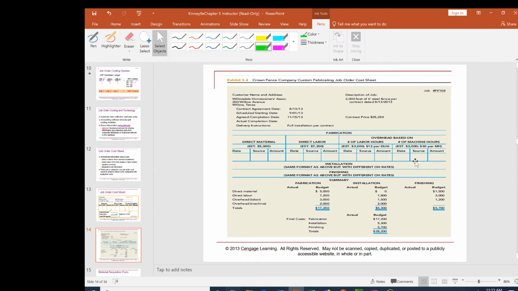Now, on this cost accounting job order sheet, we have materials and labor and overhead. Here we had fabrication, and over here is installation, and over here is finishing. So we've got total cost from all three departments, 28.2. Now, if we're bidding on this for somebody, what are we making? Job.